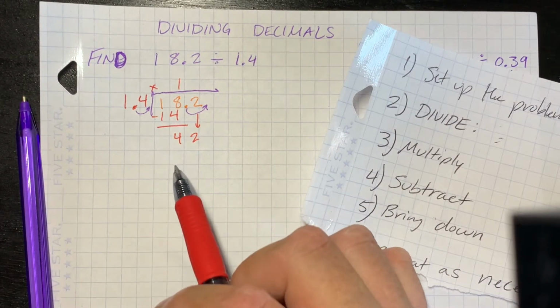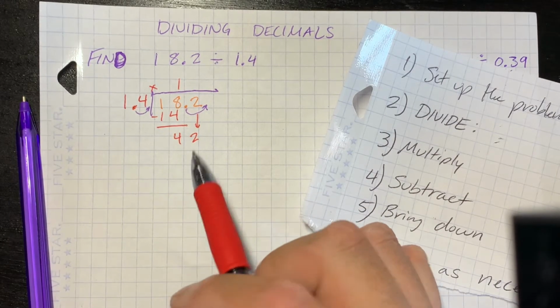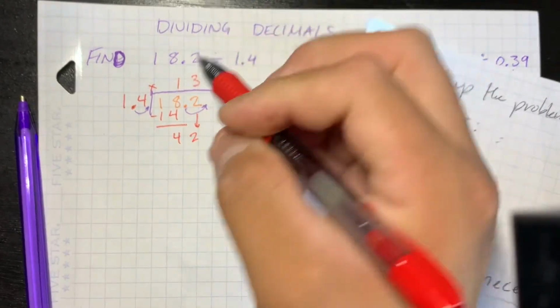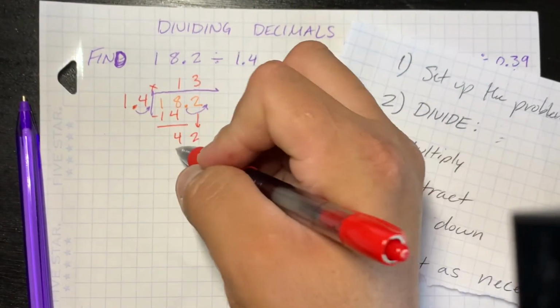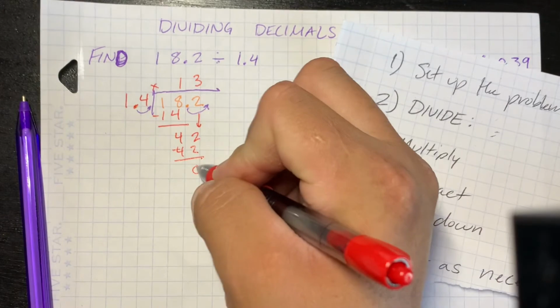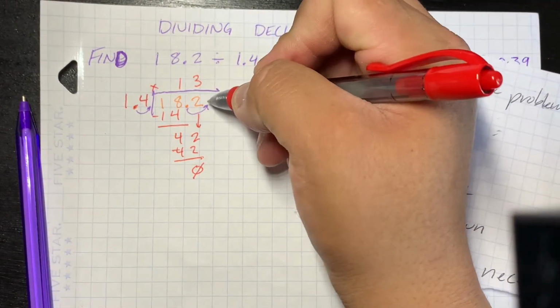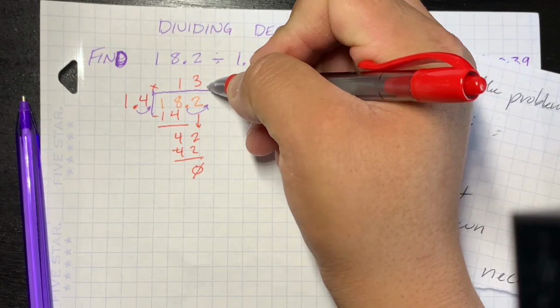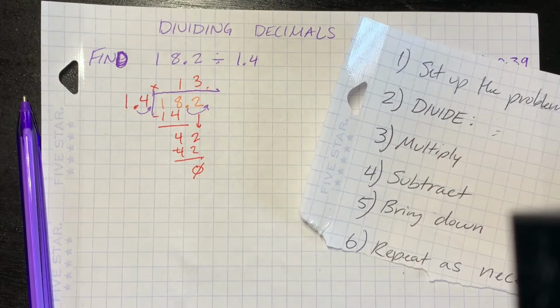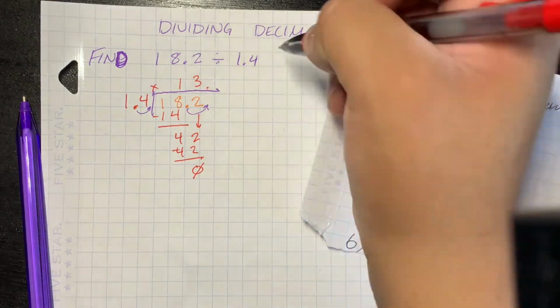Now again, 14 can fit into 42 3 times. 14 times 3 is going to be 42. 42 take away 42 is 0. Okay. Now that decimal point, because it was here, we moved it here, it goes straight up. So your final answer is going to be the quotient 13.